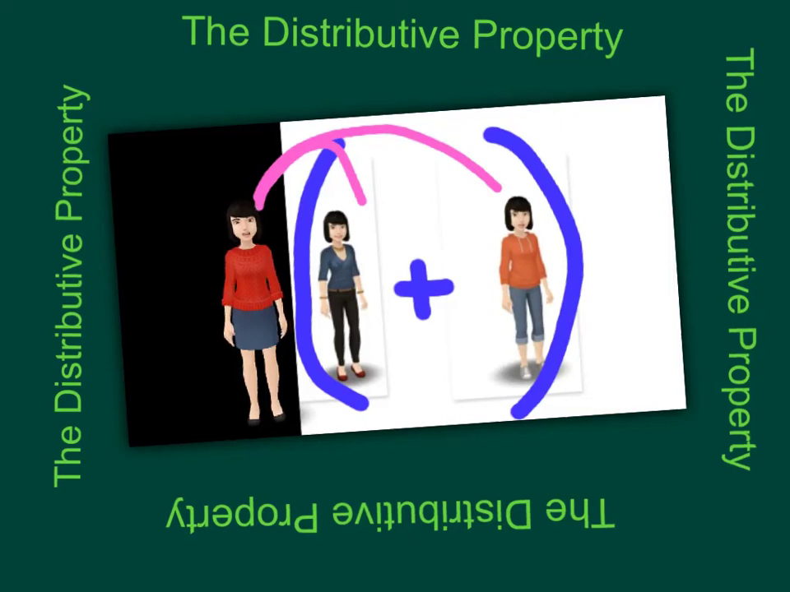Today's lesson is on the distributive property. But if I'm on the outside of these parentheses, how do I distribute myself to the inside of the parentheses? I think I need to multiply. But what happens when I multiply myself by myself? Do I get myself squared? Oh no.